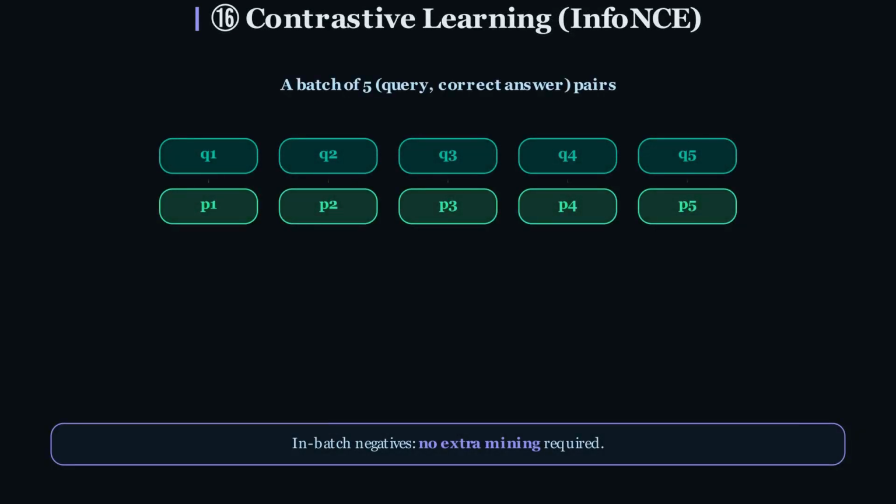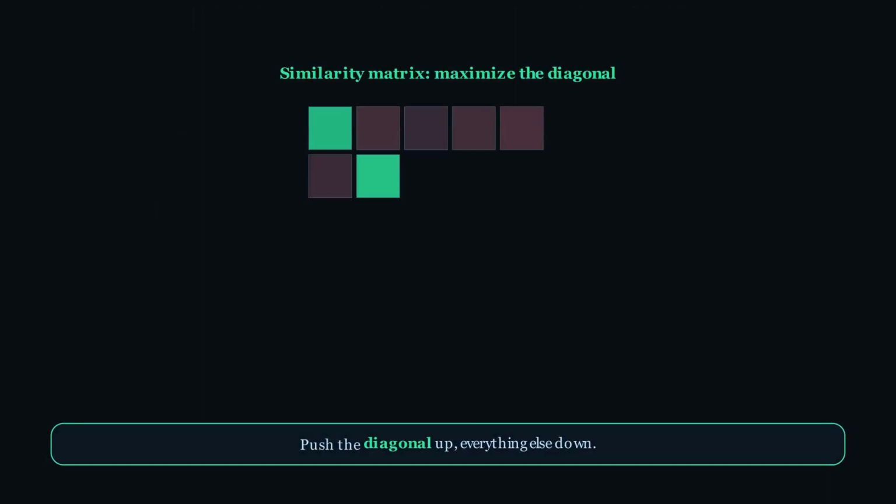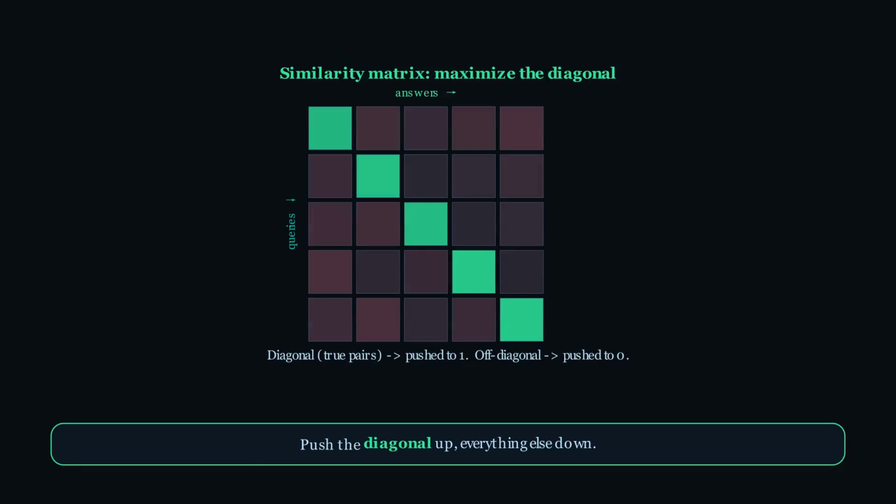Contrastive learning trains on batches of matched pairs. A query and its correct answer. The clever trick: every other answer already sitting in the batch automatically becomes a negative example for this query, at zero extra cost. Every query is scored against every answer in the batch, forming a similarity matrix. Training pushes the diagonal, the true, matching pairs, as high as possible, while pushing every off-diagonal, mismatched pair down.